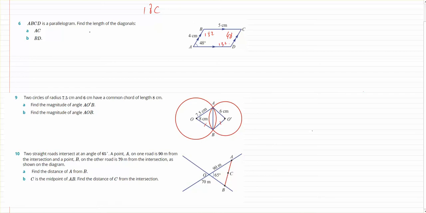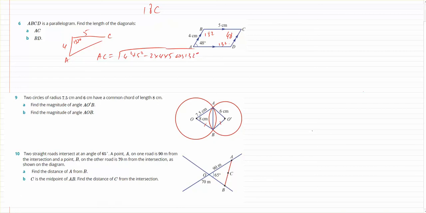Now I want to find the length of AC. So I can redraw a triangle and apply the cosine rule to it. We know this is 132 degrees. We know that's 4, that's 5. We know that's A and that's C. So the length of AC equals the square root of 4 squared plus 5 squared minus 2 times 4 times 5 cosine of 132 degrees.